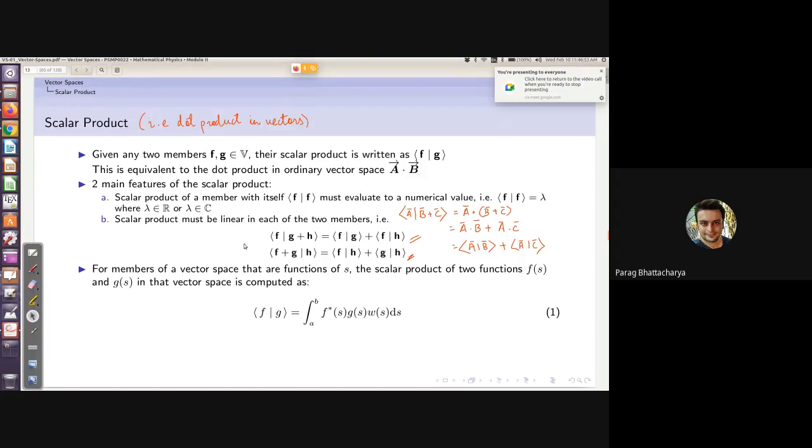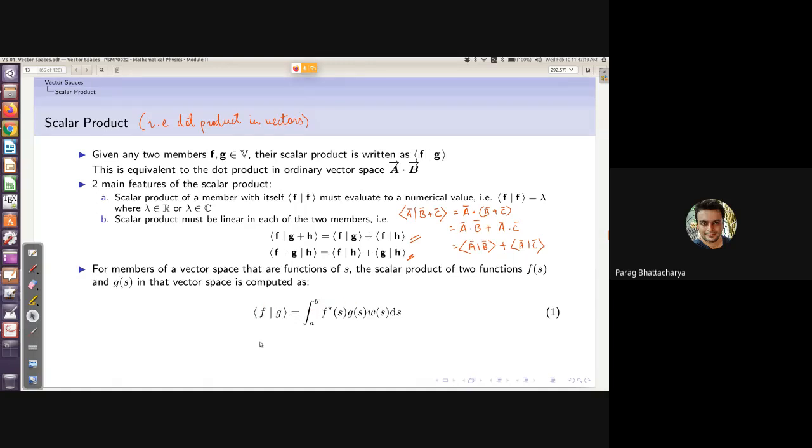All right, so instead of vectors, let's say we have functions. If the members of the vector space are functions, in that case, how do we define the scalar product? We define the scalar product in this way. That is, the scalar product of one function with another function is defined as an integral. You are basically integrating the conjugate of the first function.